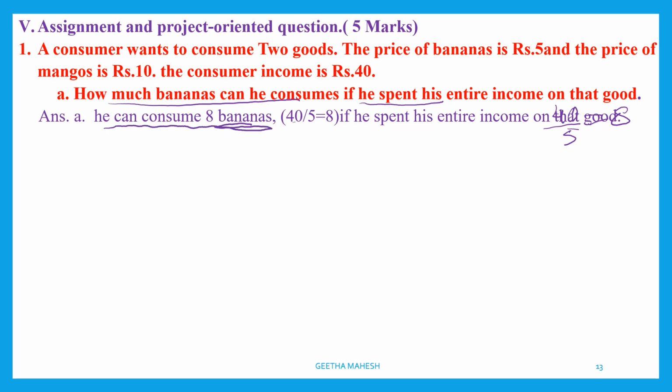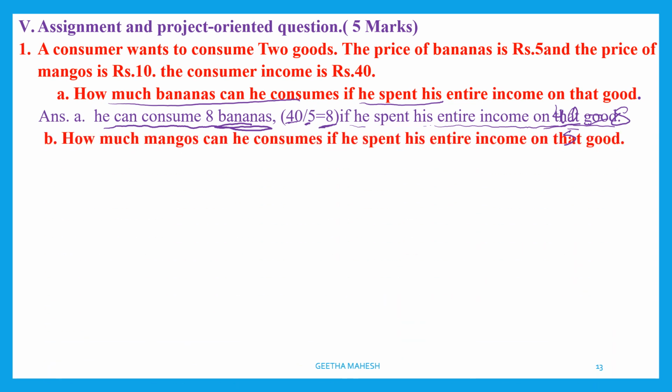What is the income of the consumer? 40. And what is the price of a banana? 5. So, 40 divided by 5 equals 8. So, if he spends his entire income on that good, that means on bananas, he can buy 8 bananas. In a similar way, we can calculate the number of mangoes he can consume if he spends his entire income.